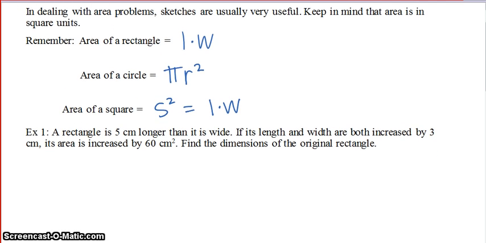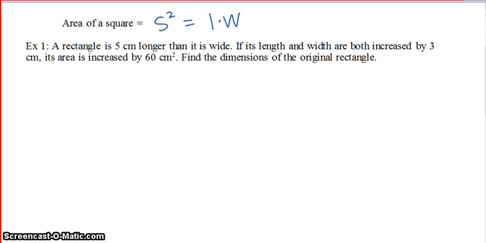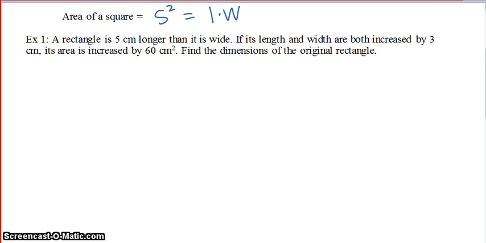So we're going to go, it says a rectangle is 5 centimeters longer than it is wide. If its length and width are both increased by 3 centimeters, its area is increased by 60 centimeters squared. Find the dimensions of the original rectangle. So make sure you keep in mind what you're trying to find. But let's start sketching it out, okay? I always need to draw stuff.